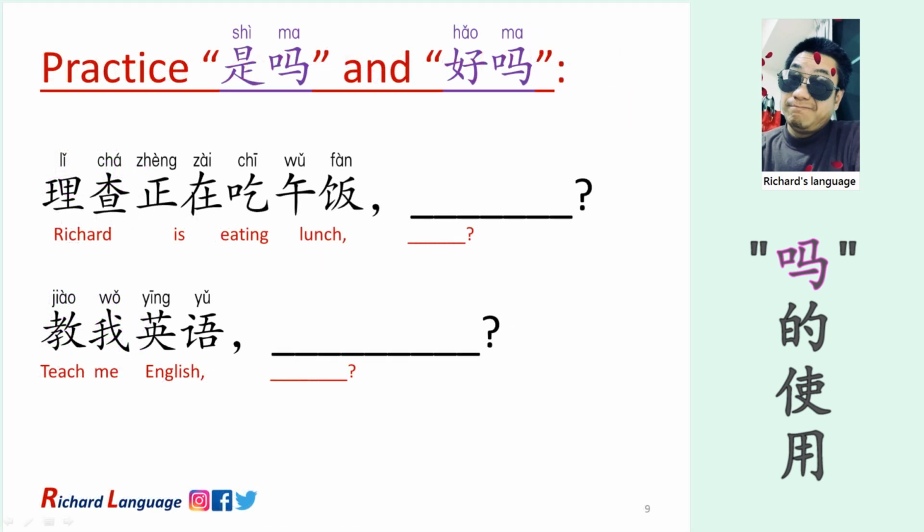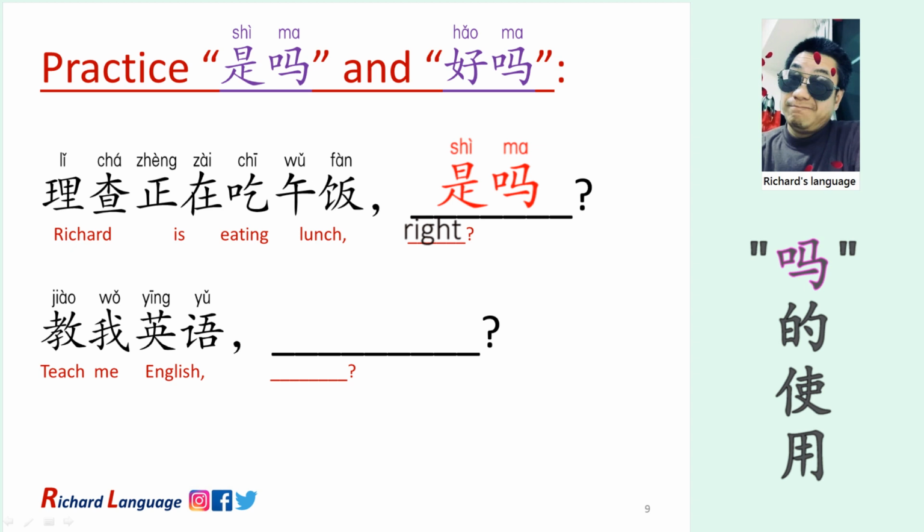Okay, to make sure you understand everything, let's do some more practice. 理查正在吃午饭。Richard is eating lunch. Okay, I'll give you like 5 seconds. You tell me, should I use 是吗 or 好吗? Yes, you're right. We should use 是吗? Because you want to make sure whether or not Richard is eating lunch.